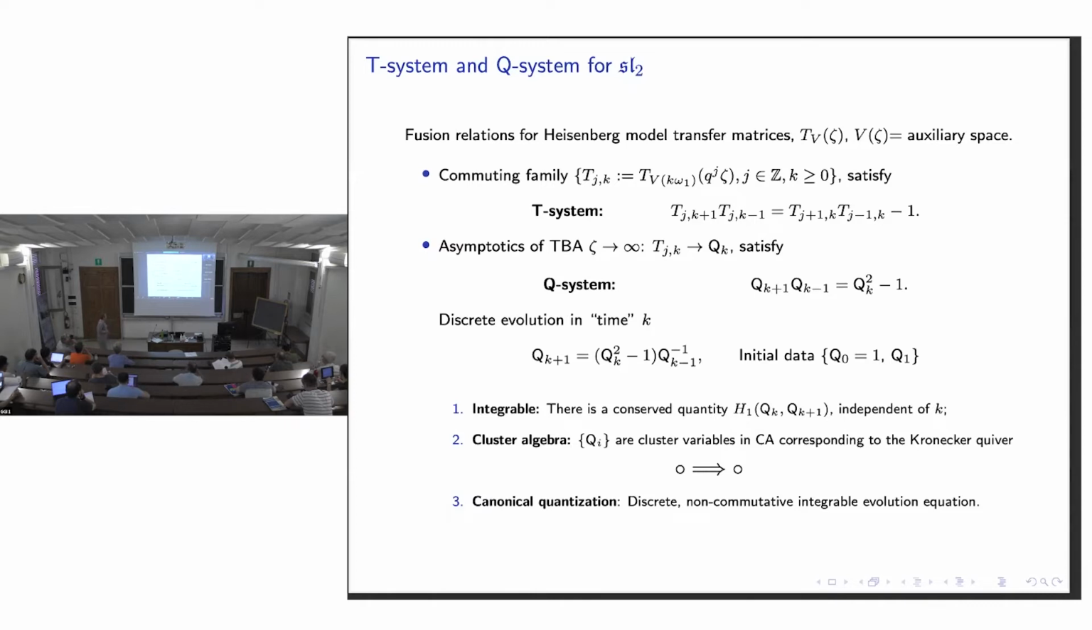Okay, so as I said, I claim this is a cluster algebra mutation. Cluster algebra is controlled by an exchange matrix, which can just be written as this quiver. It's the Kronecker quiver. It's 2 nodes and 2 arrows between them. And because of this, it has a canonical quantization. So I can write down a discrete non-commutative integrable equation, which I call the quantum Q system.